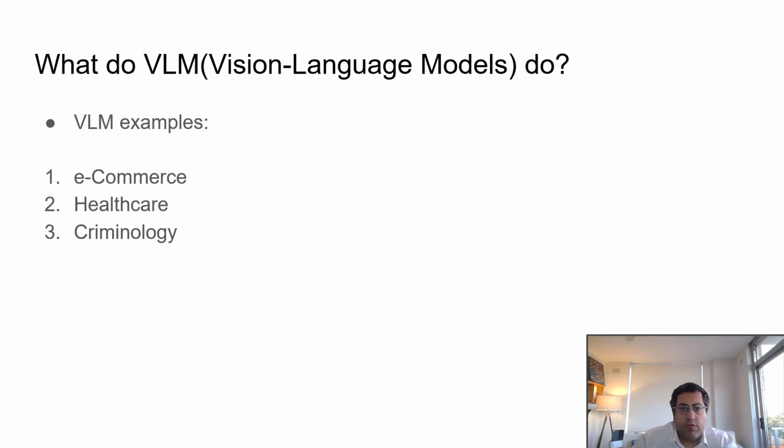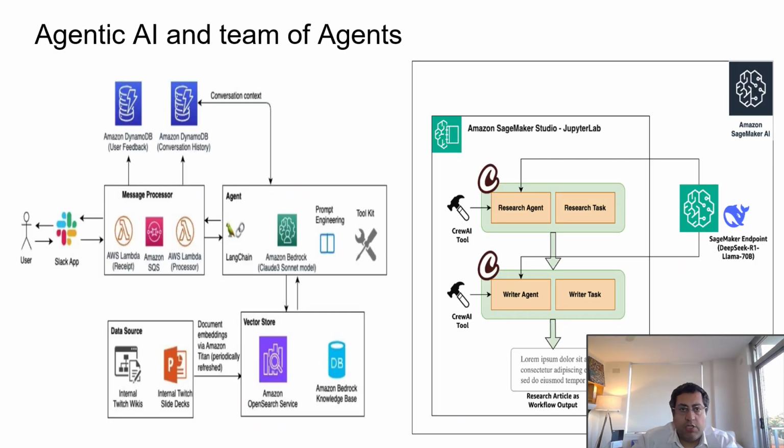VLM stands for Vision Language Models. Some VLM use case examples are customers can search products based on a picture of a product they came across, radiology and other health applications, or matching faces and face descriptions in criminology.